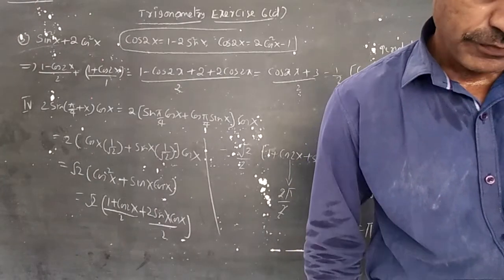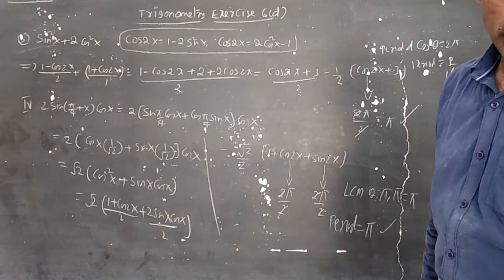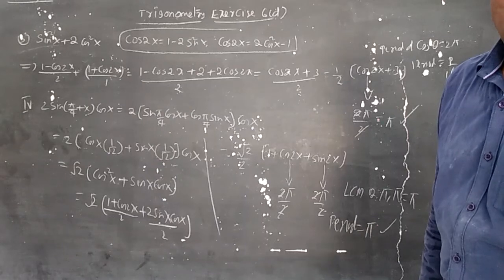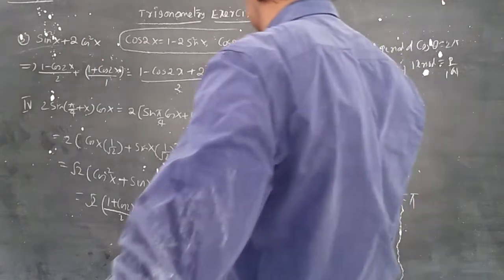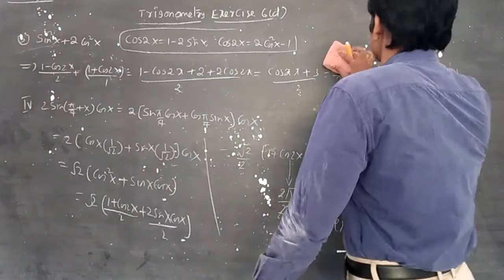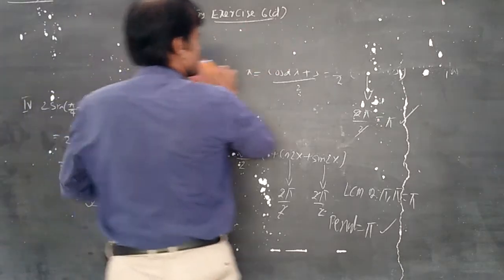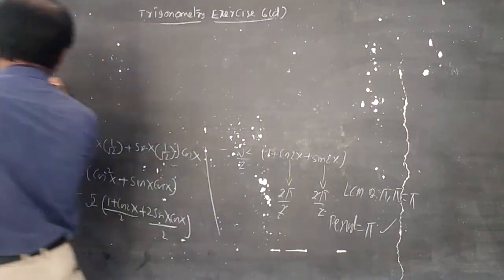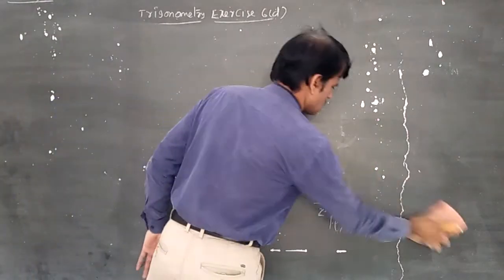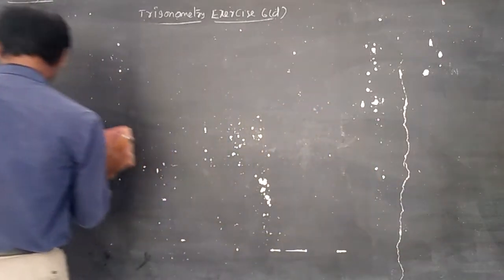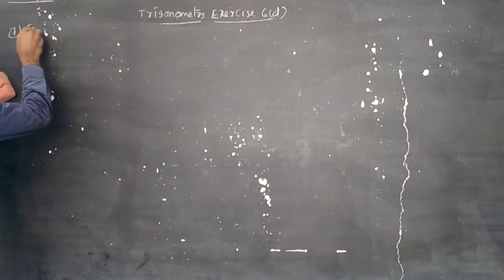Exercise 6D. Period is equal to pi, 24, everything is okay. Next one, fifth question, in the seventh one, first Roman number, the fifth question is.